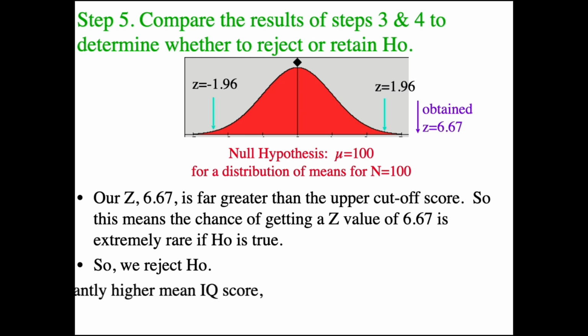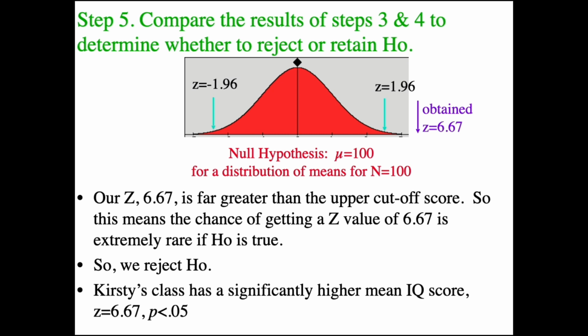And what we can conclude then is that Kirsty's class has a significantly higher mean IQ score, z equals 6.67, p less than 0.05. So we know now that, yes, her students are significantly different, and they probably come from a population that has a higher mean than the one that was originally depicted by the null hypothesis.